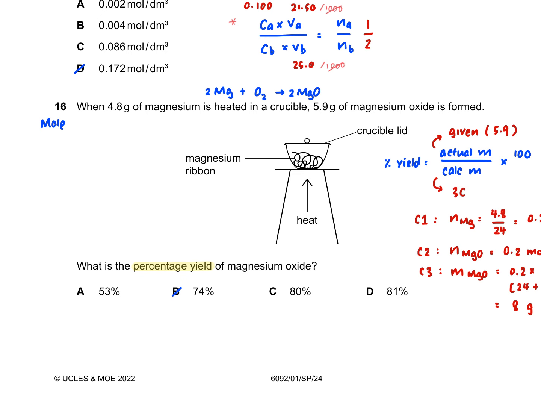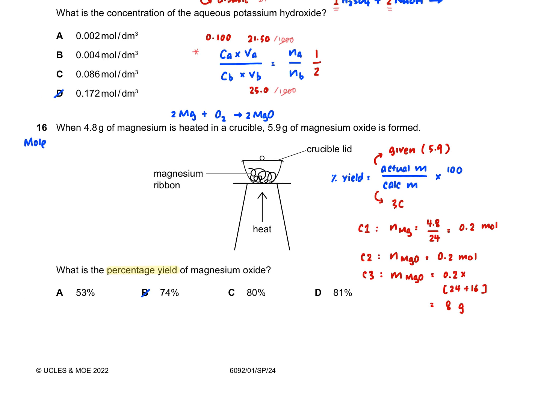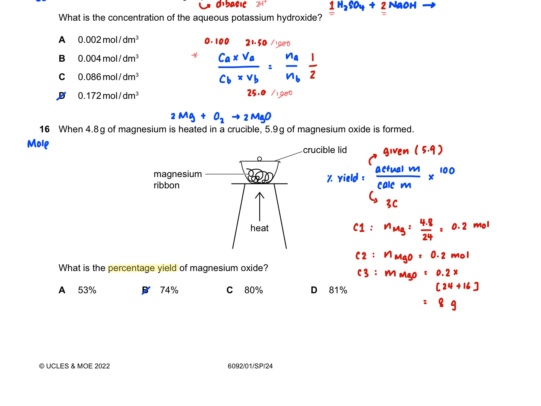For question 16, we are looking at a percentage yield question. So the first important thing to do is to recall the equation for percentage yield, which is actual mass over calculated or theoretical mass. In percentage yield questions, most of the time you will be given the actual mass or the actual yield, and then you're supposed to apply your 3C to find out the theoretical mass.